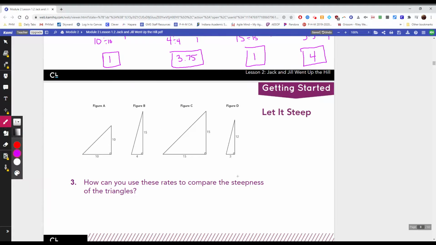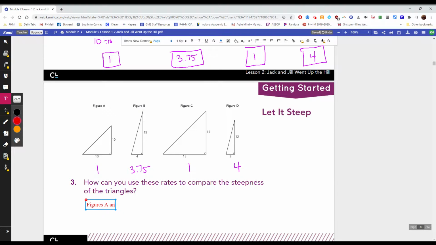How can you use these rates to compare the steepness of the triangle? So again, this unit rate was 1. For B, it was 3.75. For C, it was also 1. And for D, it was 4. So if I'm just looking at this, well, I notice that figure A and C have the same unit rate. Figures A and C have the same unit rate. And it looks like they have the same steepness too.